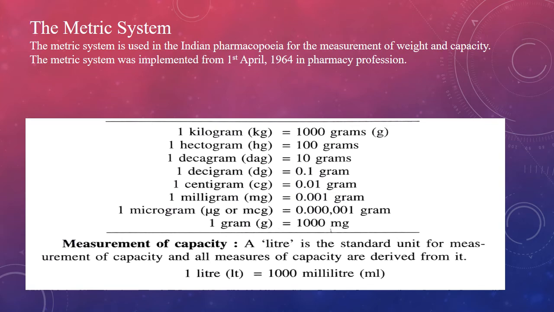The metric system. The metric system is used in the Indian Pharmacopoeia for measurement of weight and capacity. The metric system was implemented from 1st April 1964 in the pharmacy profession. In this, 1 kilogram is equal to 1000 grams, 1 hectogram (hg) is equal to 100 grams, and so on. Measurement of capacity. A liter is the standard unit of measurement of capacity, and all measures of capacity are derived from it.